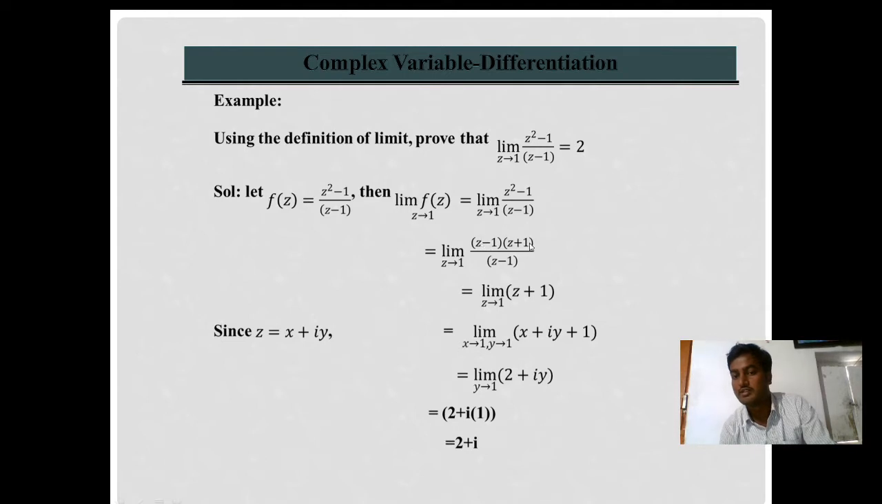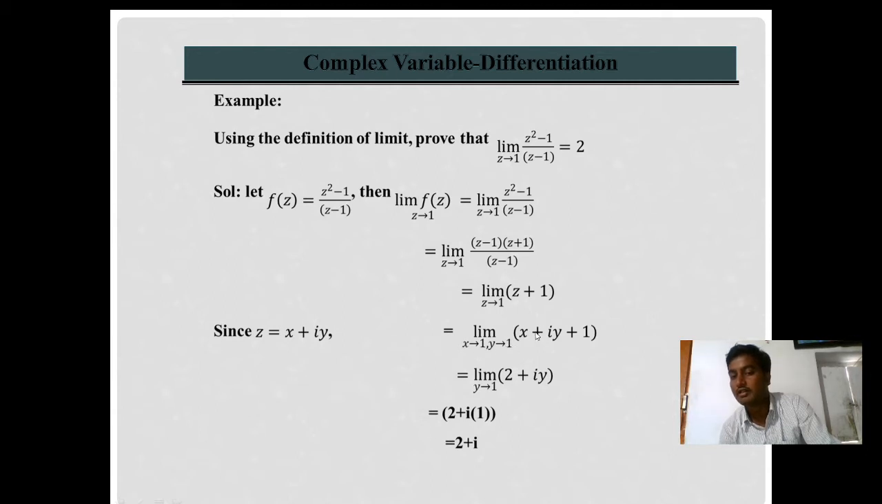A minus b into a plus b, then it gets cancelled. Then limit z tends to 1, z plus 1. So here we consider along a path. So along x-axis, along y-axis, right? So for that it is limit x tends to 1, then y tends to 1.